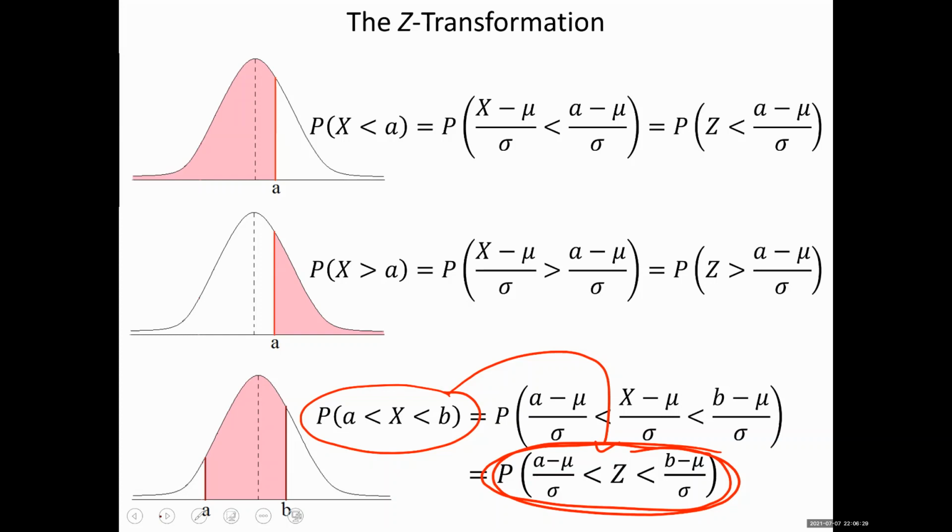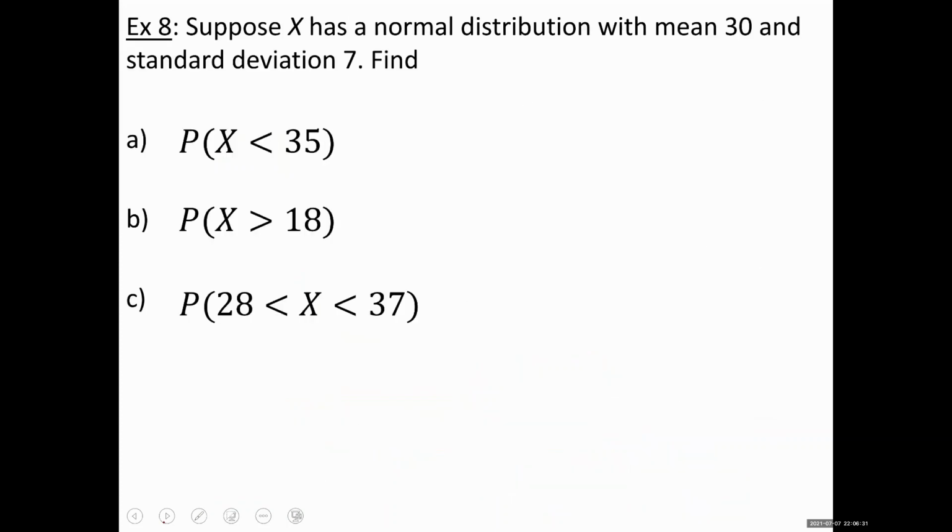I know maybe it's a little bit hard with all these symbols and stuff, but let's look at a couple of examples here. All right, suppose X has a normal distribution with mean 30 and standard deviation 7.